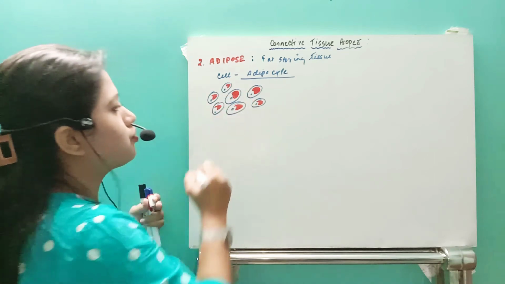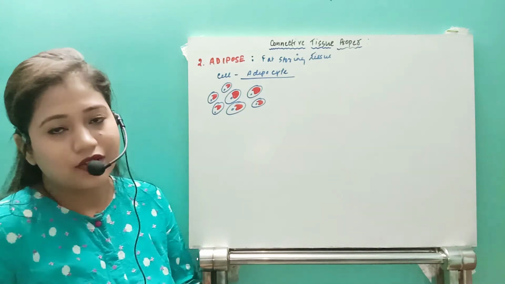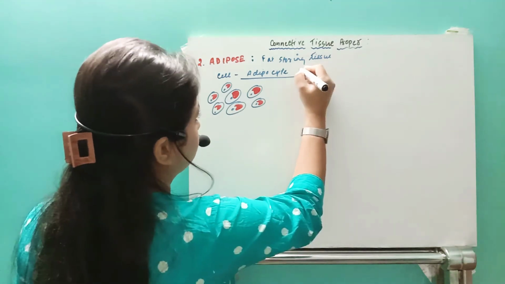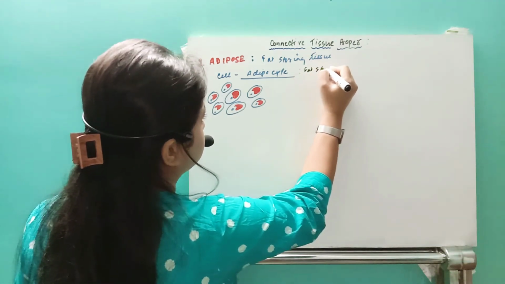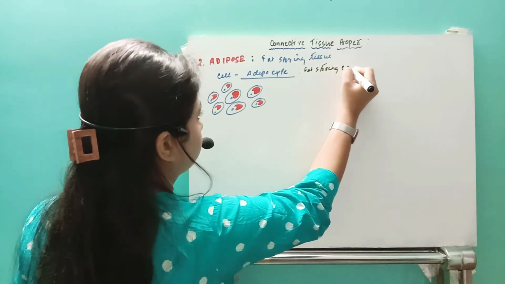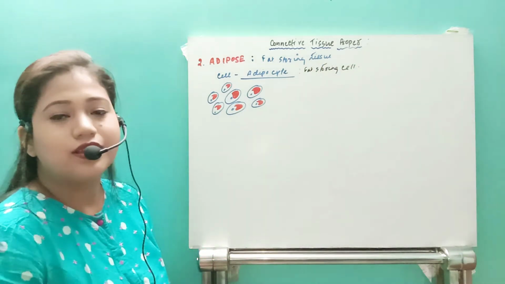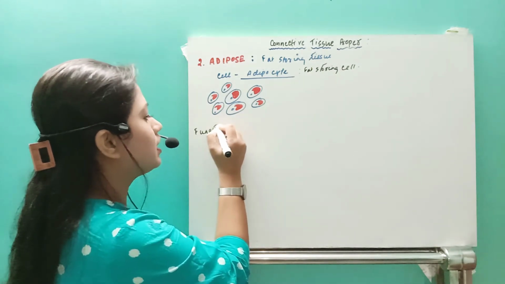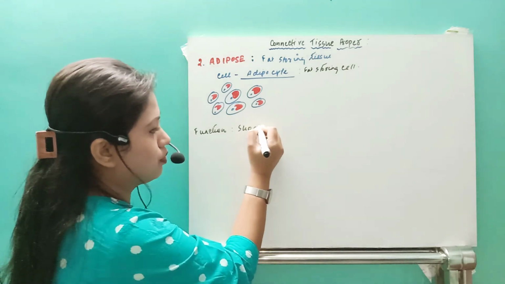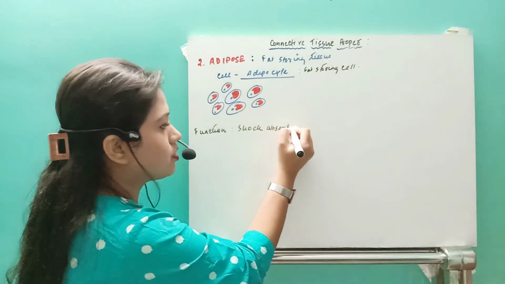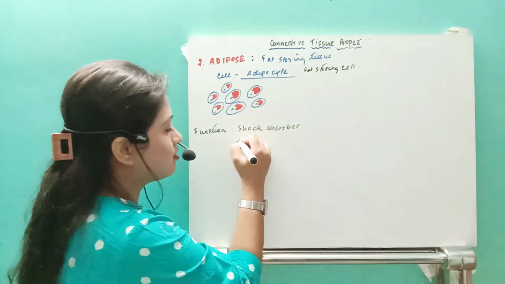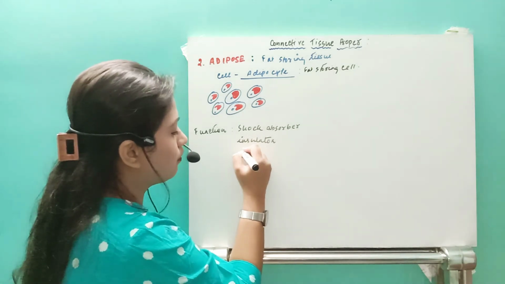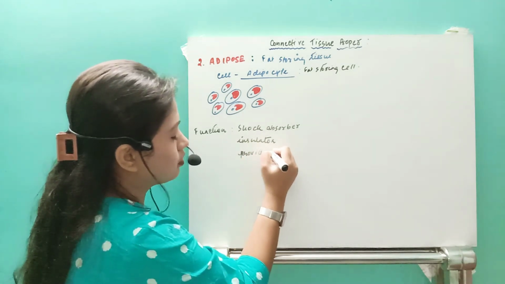Right? So this adipose tissue basically will be the fat storing cell. Okay, so it is the fat storing cell, right? Now what is the function? See, if it comes to the function, then basically it helps as a shock absorber. Okay, so it helps as a shock absorber, it acts as an insulator. Okay, and also it will provide protection.